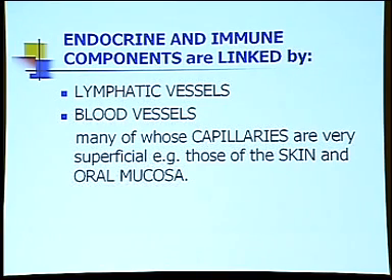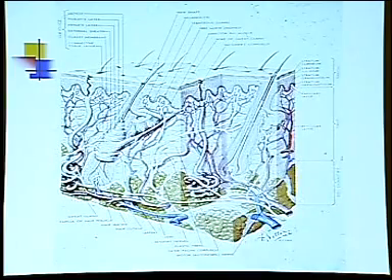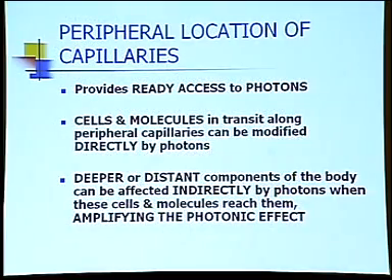All these are linked together by blood vessels, the capillaries, as I've explained before. So treat for a long period of time, and you'll expose a lot more of the contents of the body, of the blood, to the light. So peripheral location means ready access to photons. The cells and the molecules in transit along the capillaries are affected directly.